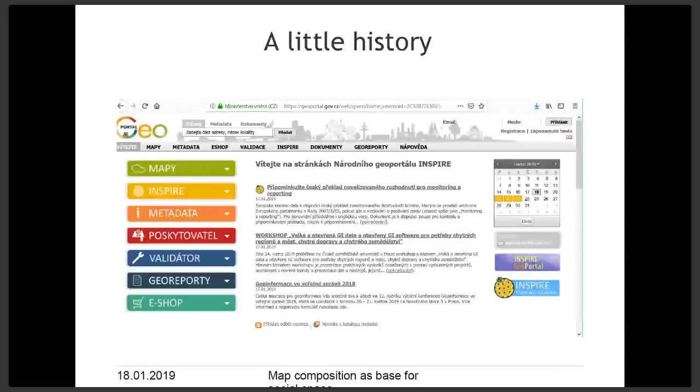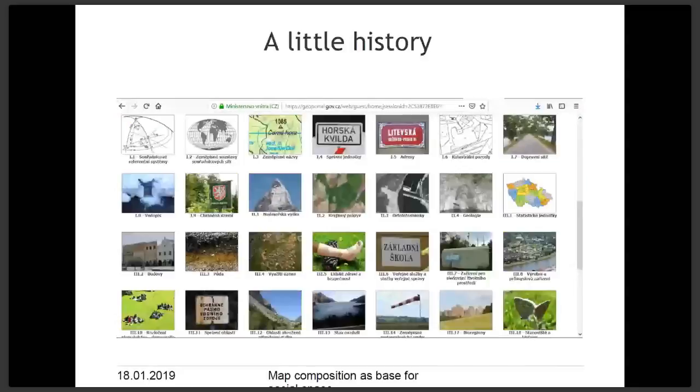And here, at first, in this portal, we implemented the map composition. Map composition is a combination of different services, not only OGC now, and you have to store the information about this composition.